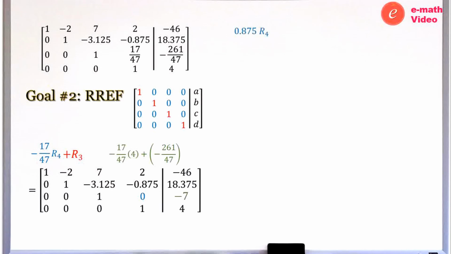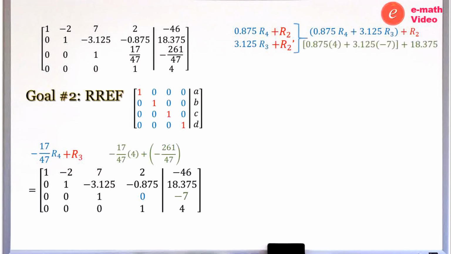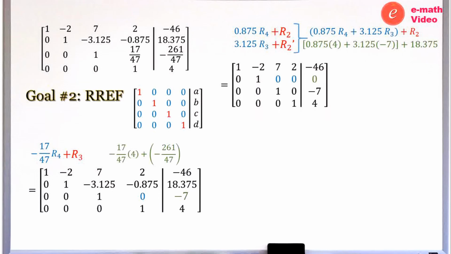Next, 0.875 times row 4 plus original row 2, and 3.125 times row 3 plus the new row 2, which I write as row 2 prime. Combine them together, 2 in 1 is faster. Then what about the constant? Don't worry, just take 0.875 times 4 plus 3.125 times negative 7, then plus 18.375. Equals, unfortunately, 0.